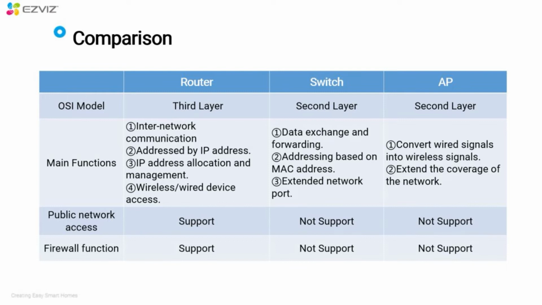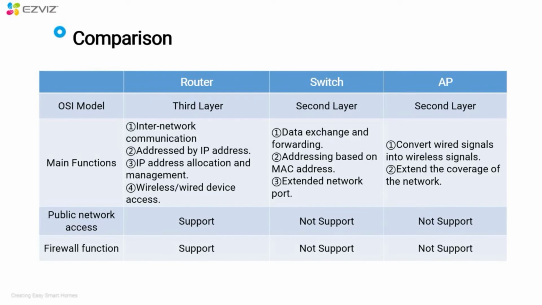And about the AP, the main functions are to convert wired signals into wireless signals, and to extend the coverage of the network. And about public network access, only the router supports public network access, while the switch and the AP are only used under the LAN.